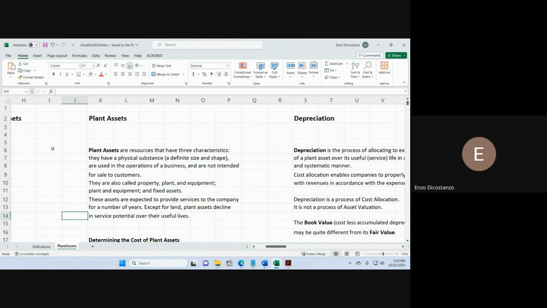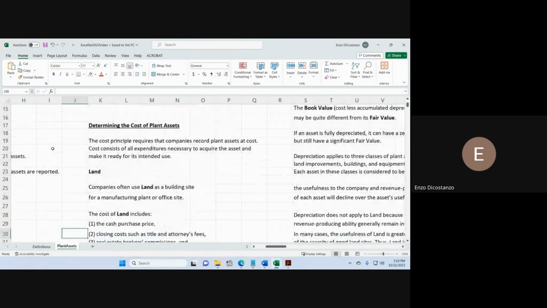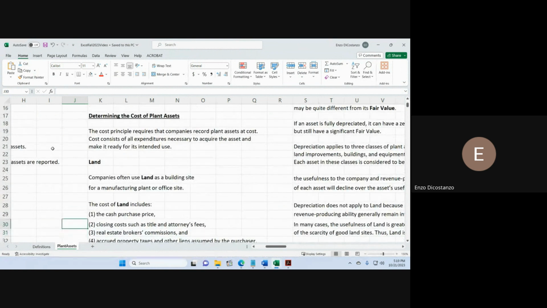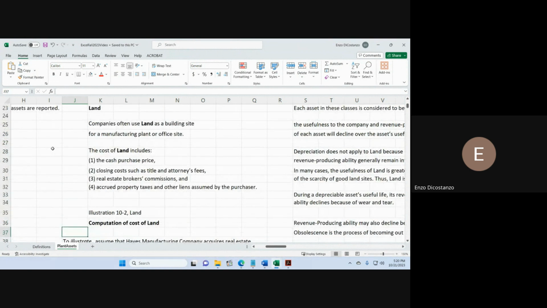So anyhow, plant assets are expected to provide services to the company for a number of years, but the land is never going to be depreciated. You want to determine the cost of plant assets. You want to apply the cost principle. So all expenditures necessary to acquire the asset and make it ready for its intended use. Companies often use land as a building site, and there are several costs involved in acquiring land.